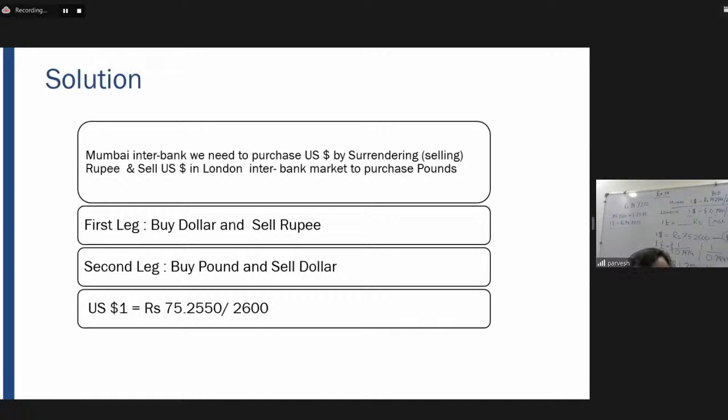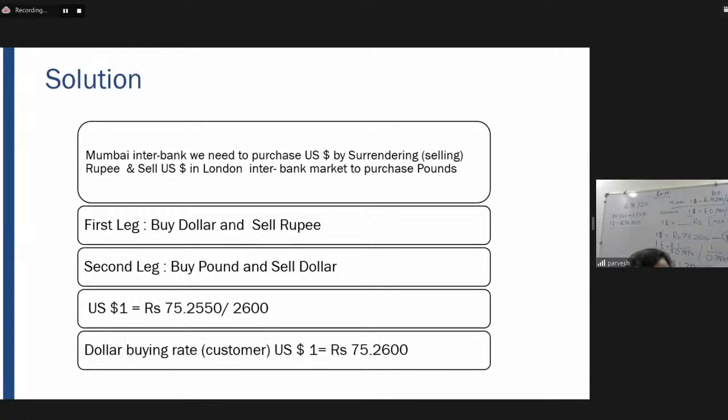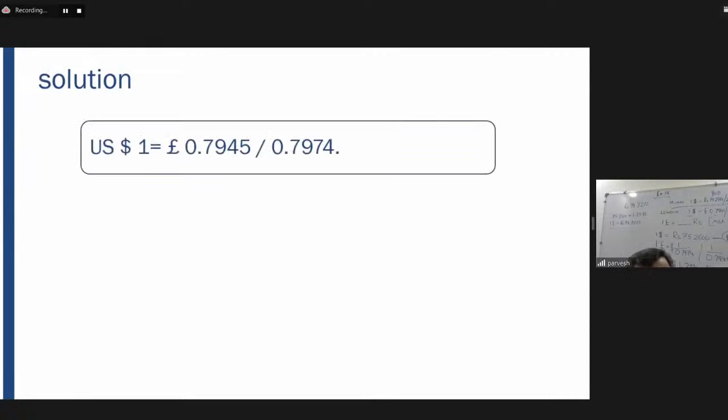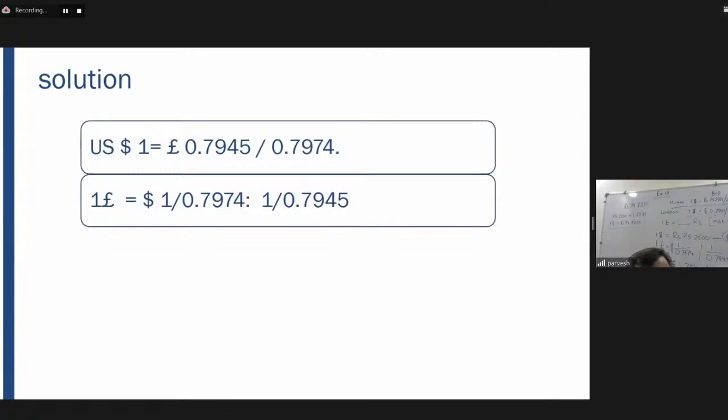75.2600. Okay, so this is the ask rate. So the dollar buying rate, the customer rate, is $1 equal to 75.2600. Then I go to England where I have to purchase a pound. But when I see the quote there, it is not the pound buying rate. So I need to convert that into the pound buying and selling rate. So we have to calculate the indirect quote.